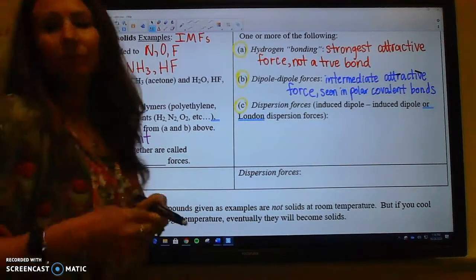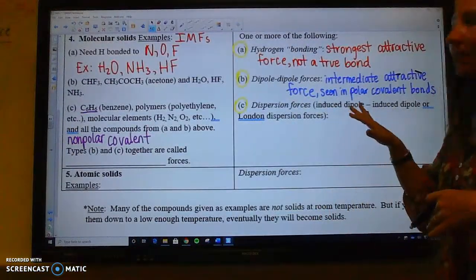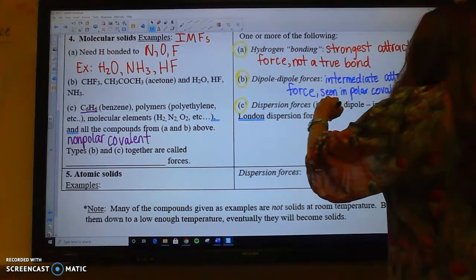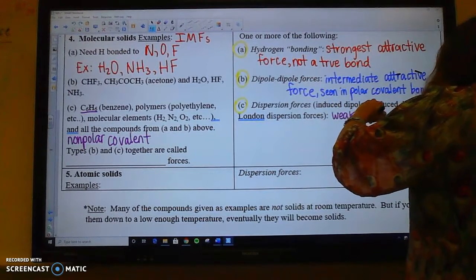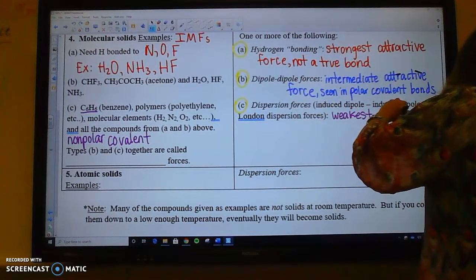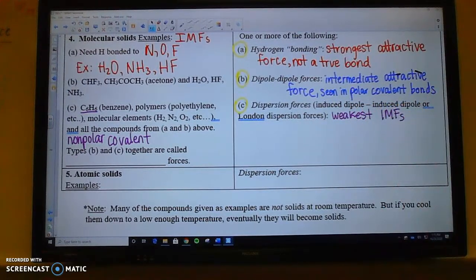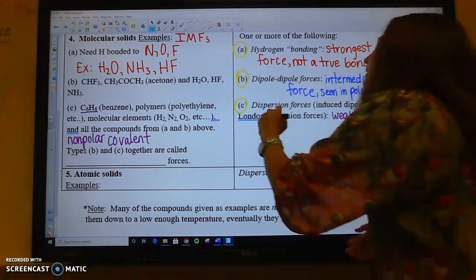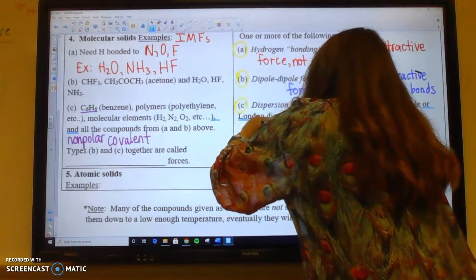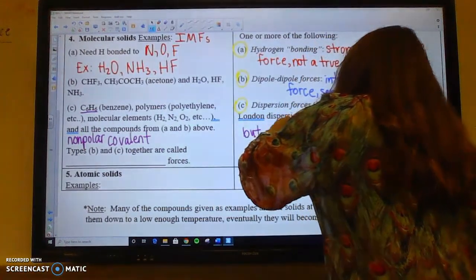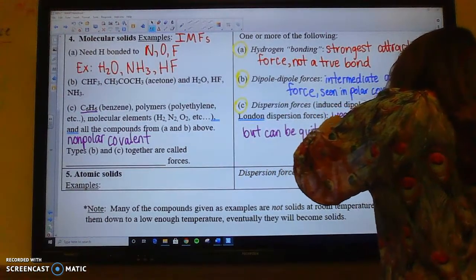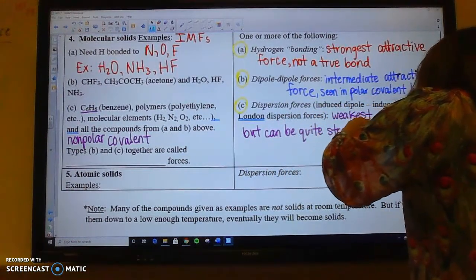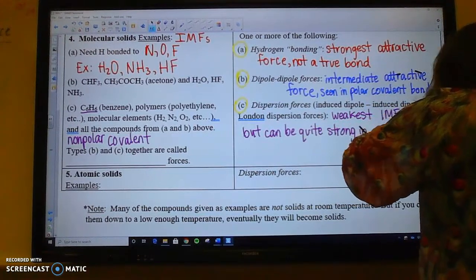And what you need to know over here about the description, these are the weakest IMFs. Remember, IMFs is just intermolecular forces. I just don't want to write attractive force again. And these can be quite strong in very large molecules.